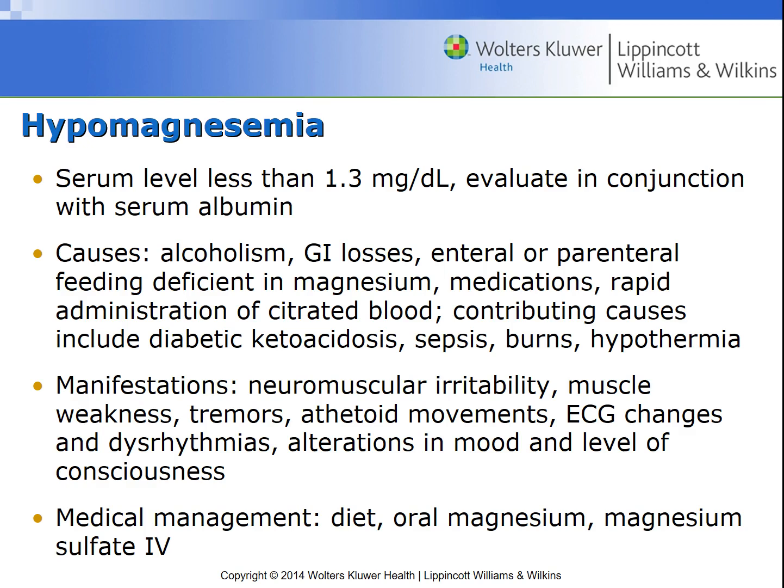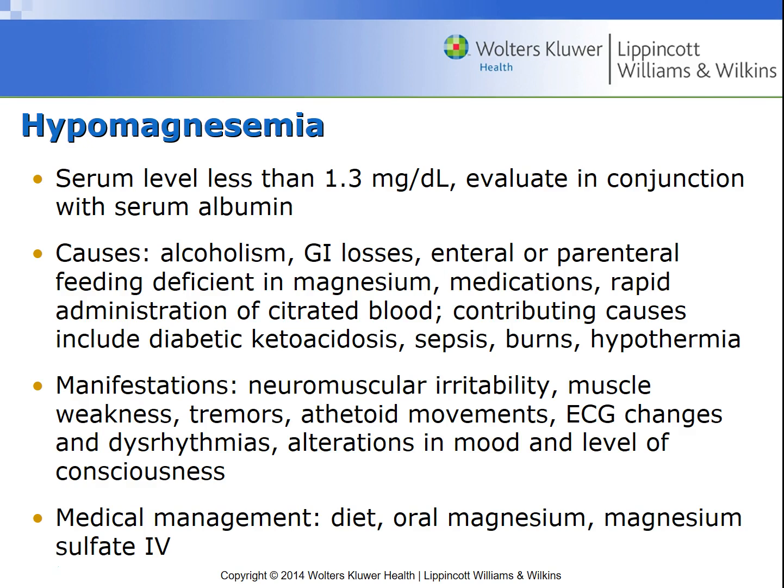Another cause could be GI losses, and again with him being an alcoholic and as much alcohol as he drank, he actually had diarrhea all the time, and that's probably one of the reasons why it wasn't extremely high. Another cause can be enteral or parenteral feedings, which is deficit in magnesium. Medications could also cause the magnesium to go down. Rapid administration of citrated blood. Contributing causes include diabetic ketoacidosis, sepsis, burns, and hypothermia.